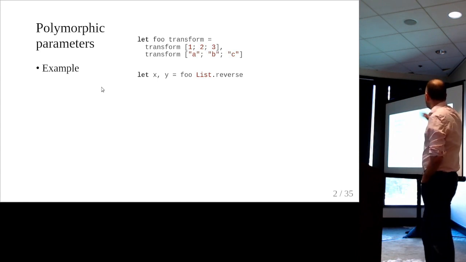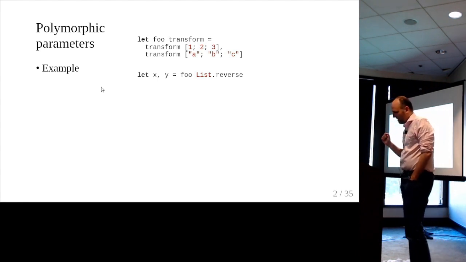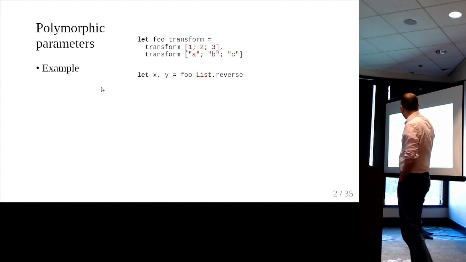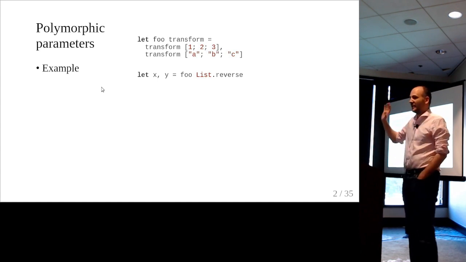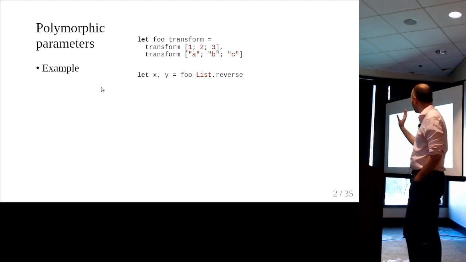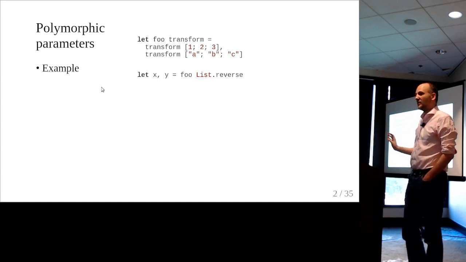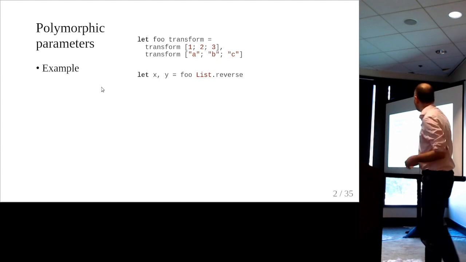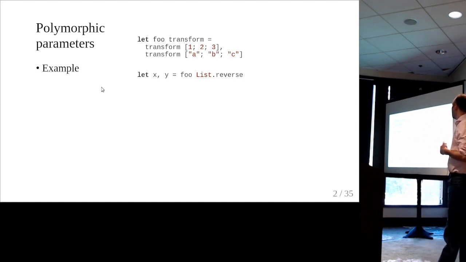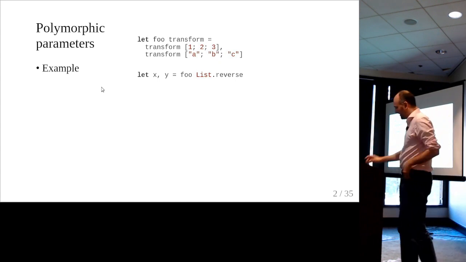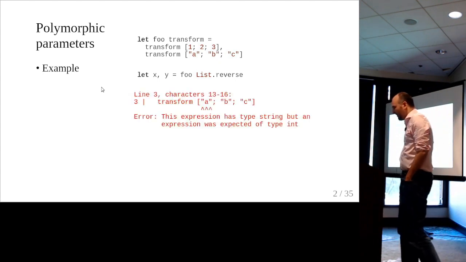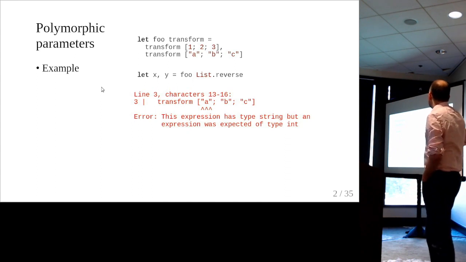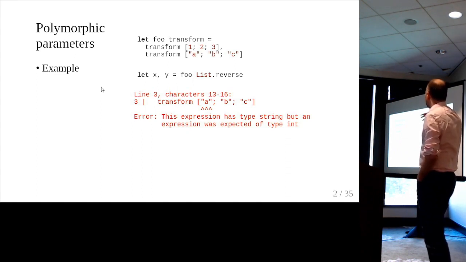Here is a function that you might write called foo, and it's a higher order function. It takes in a function called transform, and it's going to run that first on a list of integers and then on a list of strings. And you might call such a function by passing it a polymorphic function like List.rev. Obviously the problem is that if you try to do it, you just get an error complaining that on the second call, transform is expecting a list of integers, and it got a list of strings.